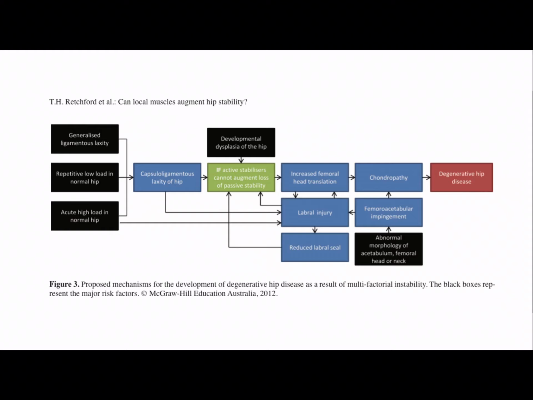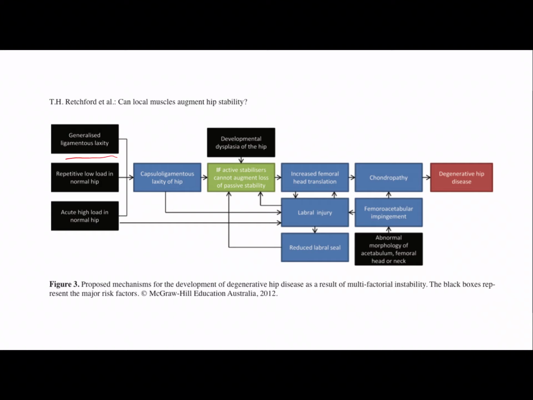Hey guys, so last time we talked about the abnormal morphology of the hip and how that can create that cycle of constantly damaging the labrum, right? And how the muscles have to take over to stabilize for that lack of suction seal that we typically get from the labrum.